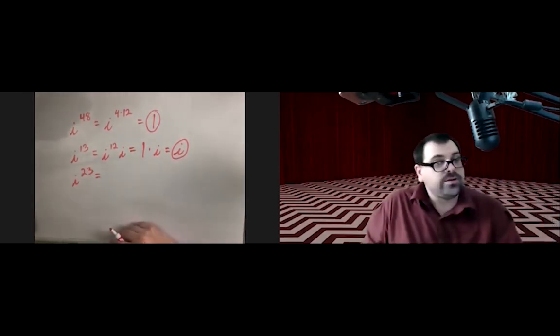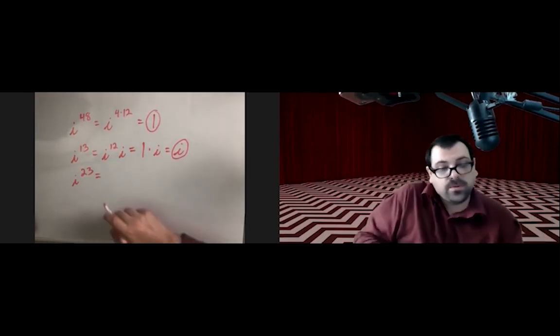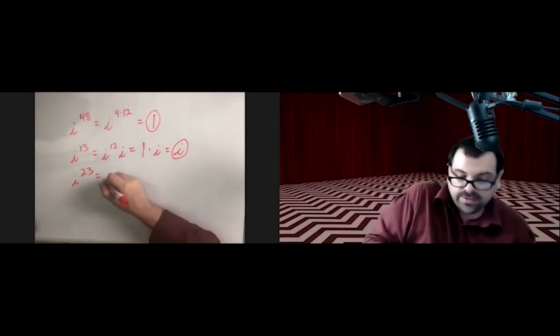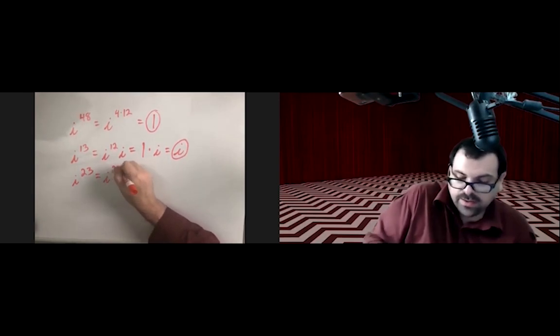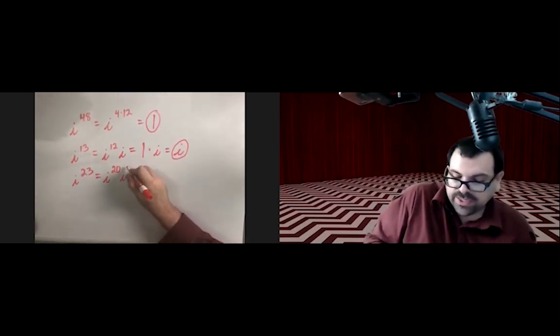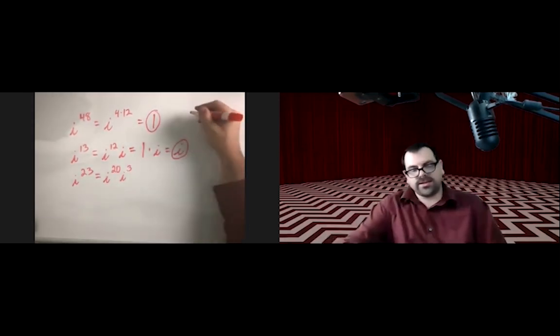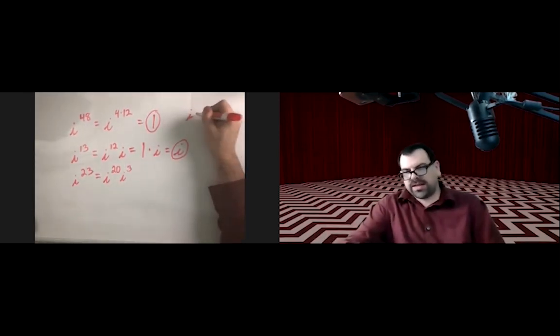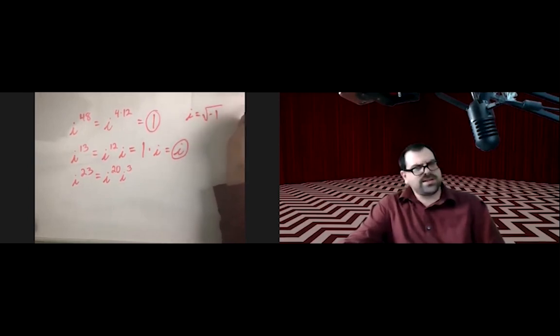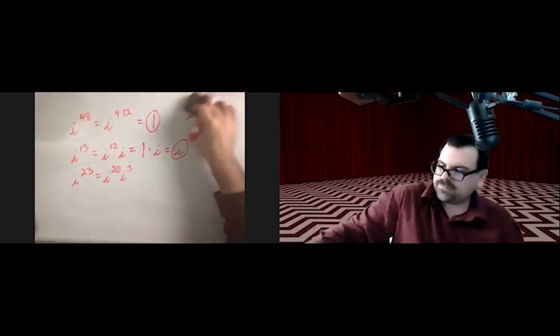I to the 23rd. What's the highest multiple of 4 power we can fit into 23? That would be 20. So I to the 20th times I to the 3rd. Look at us breaking up these multiple of 4 powers like we do when we're simplifying radicals. It's so funny that simplifying powers of I works like simplifying radicals, huh? Almost like I is a radical or something.